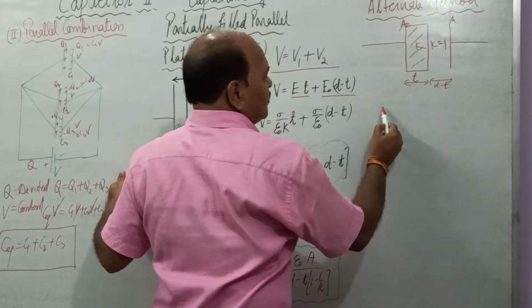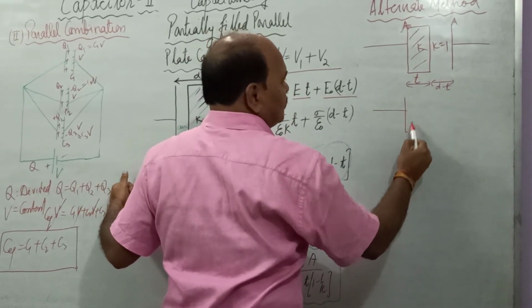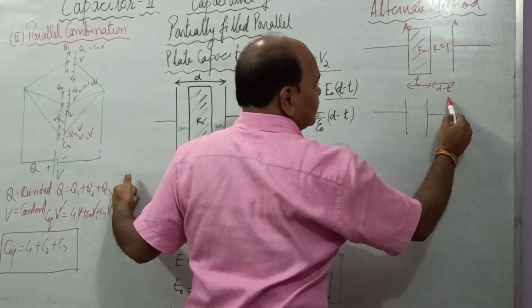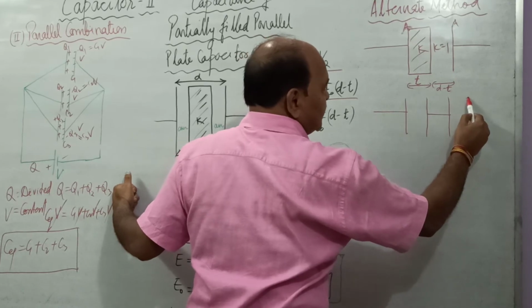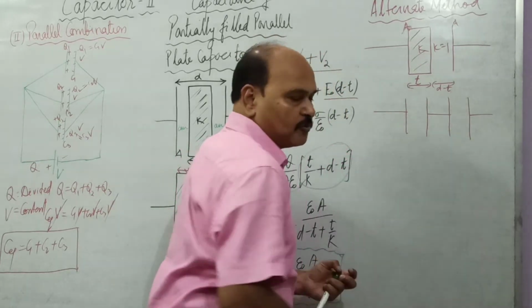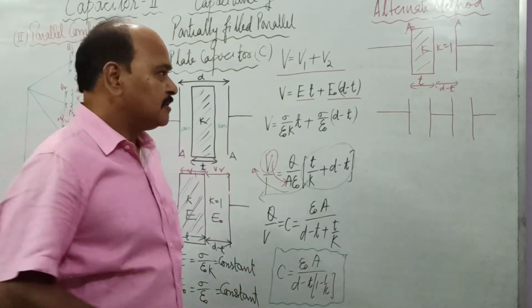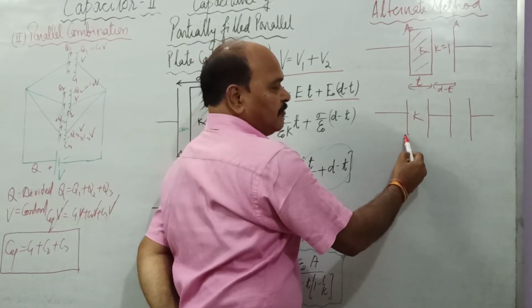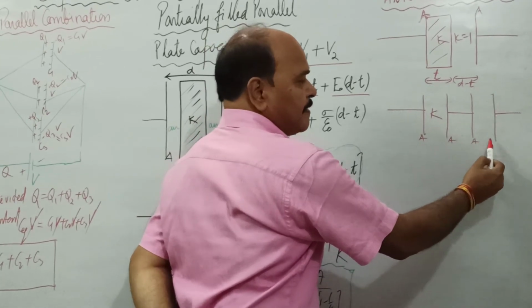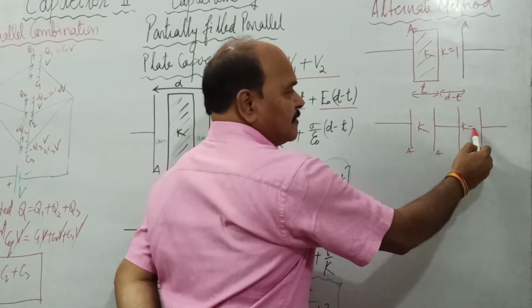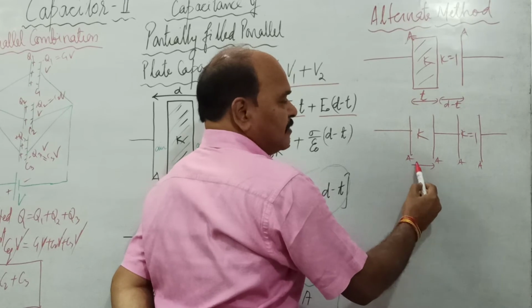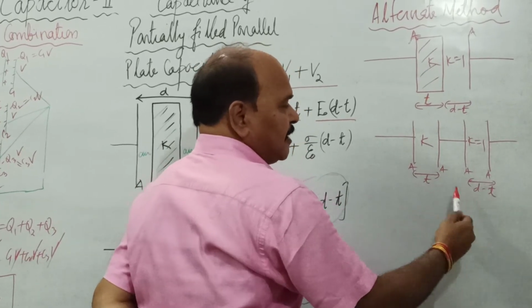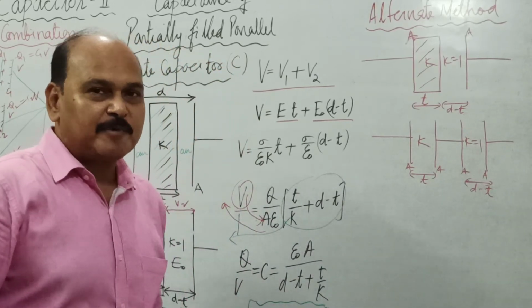Now it can be broken down into two capacitors, one from here to here and the other from here to here. This is called series cleavage. This is completely filled with dielectric. Surface area of all the plates is the same. K here is 1. Distance between the plates here is t, and here it is d minus t. And what is the capacitance of a capacitor?